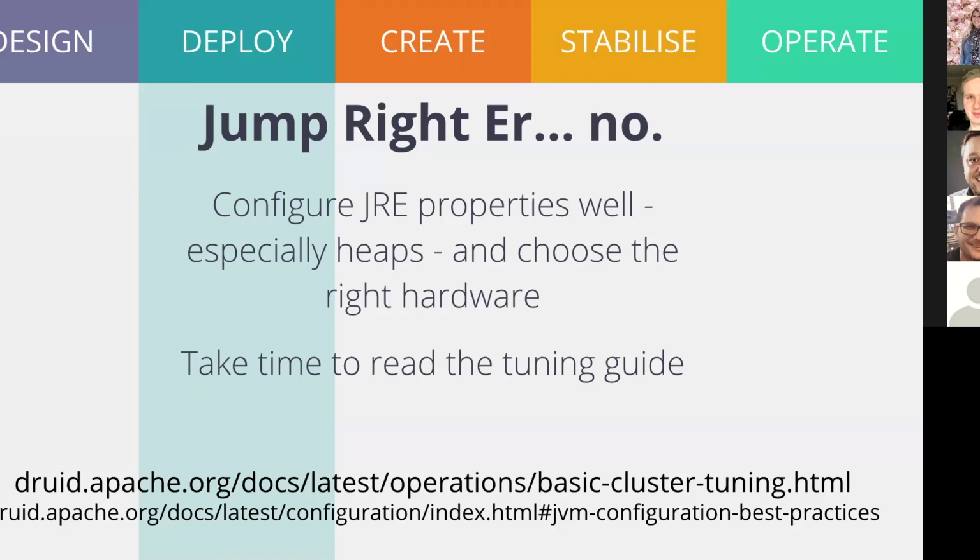Heap sizing is particularly important if you're going to use lookups. Take a look at the tuning and configuration docs for Druid. There are formulas in there that will help you determine the right heap sizes, as well as some recommended JRE options, and go and ask in the community channels about heap.